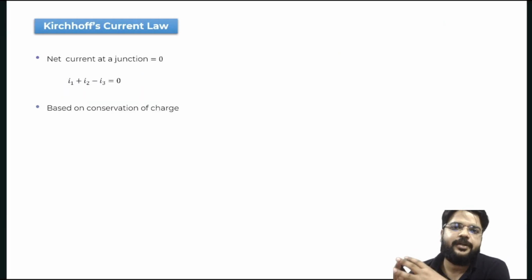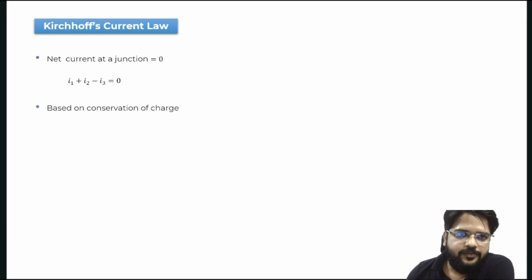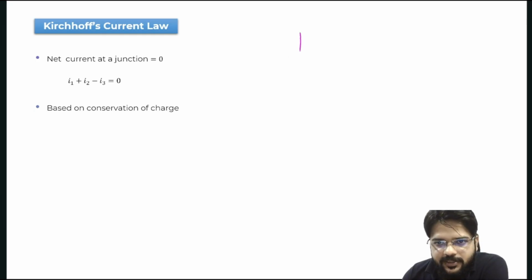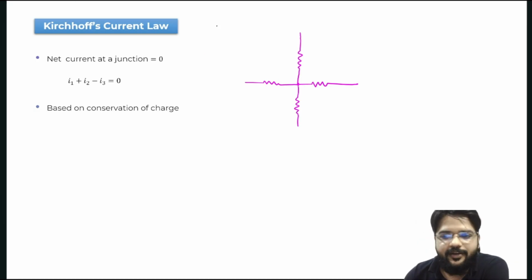Let's see the next topic, Kirchhoff's current law. So what is Kirchhoff's current law? According to Kirchhoff's current law, the net current passing through any junction or node is always zero. So let's suppose here we have one circuit. Let's suppose this is a part of the circuit and this is a node here. This is the node.